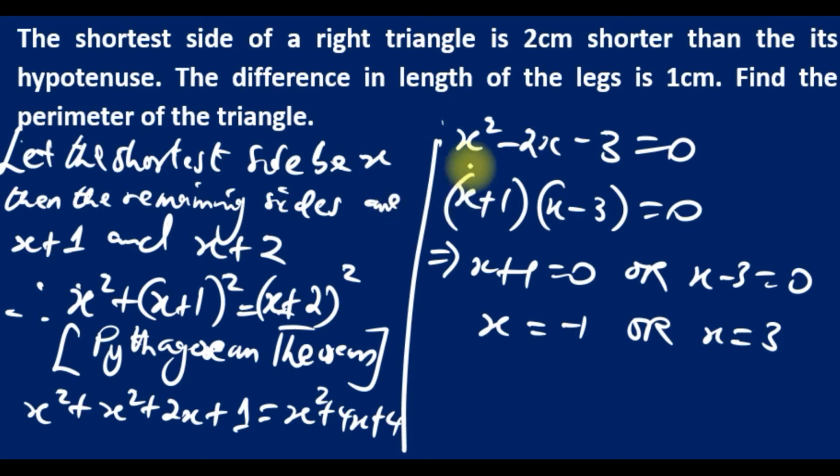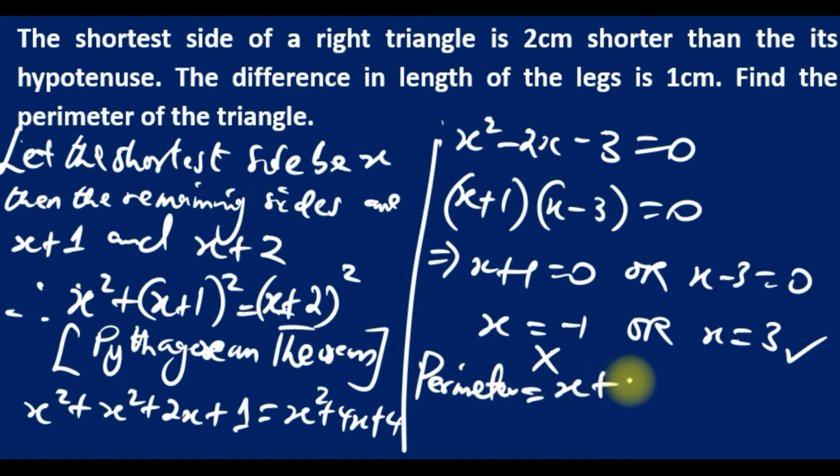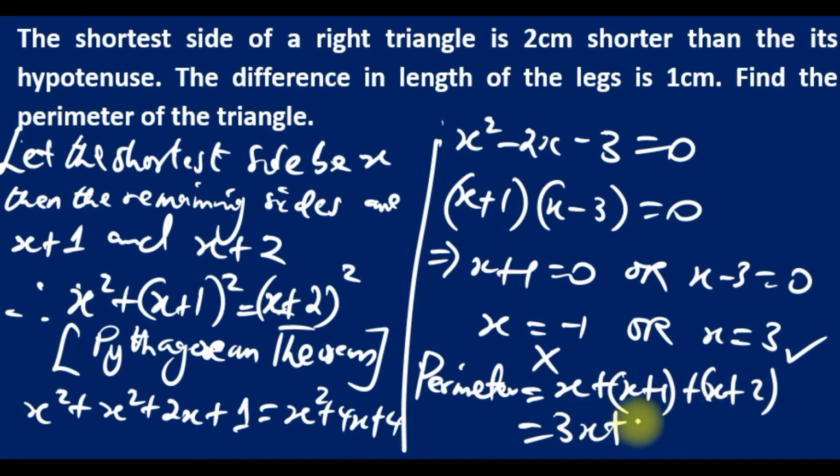Remember, we're asked to find the perimeter, but length cannot be negative, so minus 1 is off. This is the one we'll choose. So the perimeter is the addition of the sides, which is x plus x plus 1 plus x plus 2, which is 3x plus 3. So 3 times 3 is 9, plus 3 is 12. So our perimeter is 12.